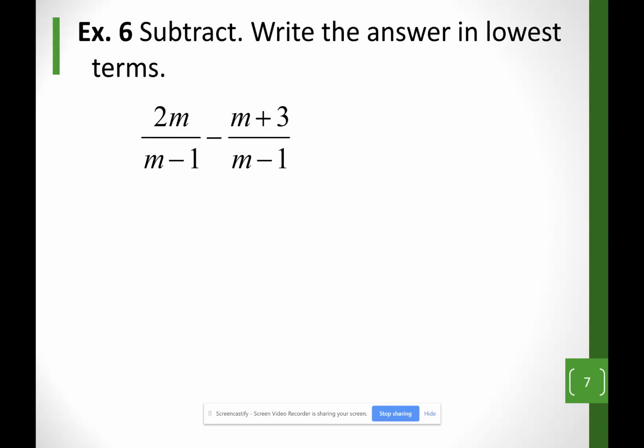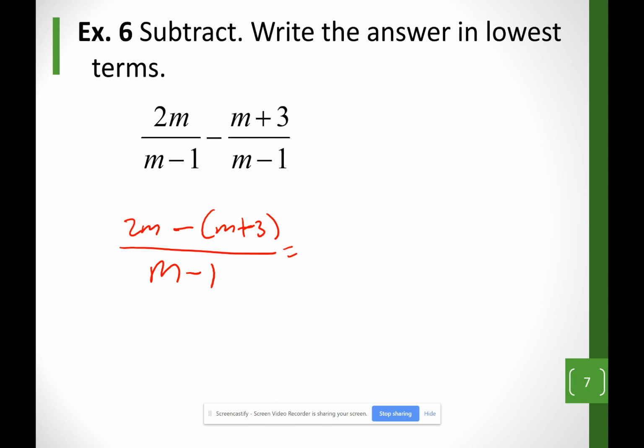In subtraction, we also need a common denominator. So here we do have it, m minus 1. So I'm just going to copy the denominator, m minus 1. On the top, I have a 2m minus m plus 3. Keep in mind I put inside parentheses because I'm saying I'm subtracting that whole thing.